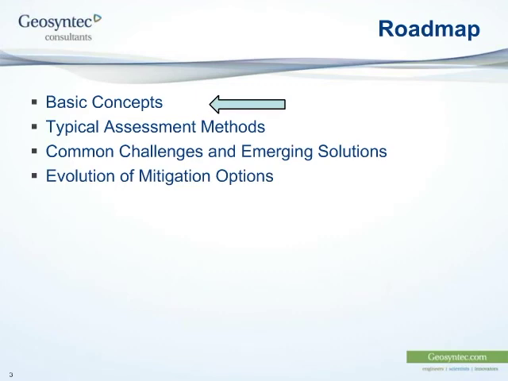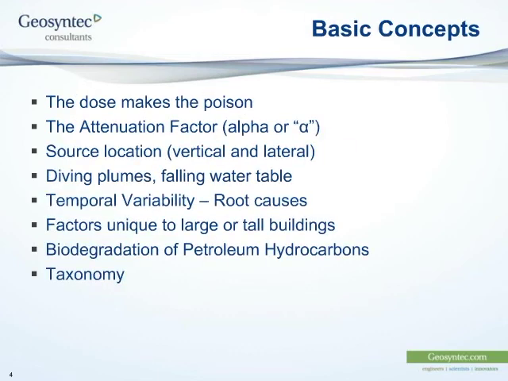Today, I'm going to talk about some basic concepts, typical assessment methods, some of the common challenges and emerging solutions, and an evolution of mitigation options. And we'll begin now with basic concepts, which include the following: a little bit about the dose relationships, the attenuation factor, conceptual models of the sources, and the root causes of variability, and some unique factors for different types of buildings, ending up with a discussion of the taxonomy of different vapor intrusion sites.